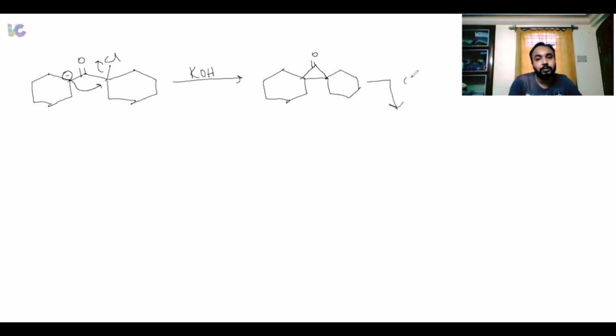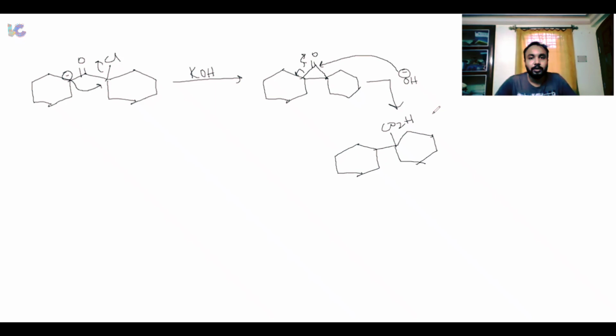After that, the OH minus will attack here, and this can open from either side because both are symmetrical. This is opening from this side. After workup, we are getting CO2H. Okay.